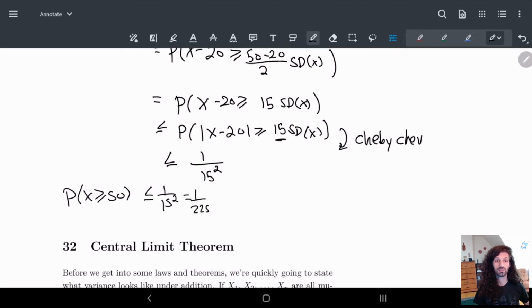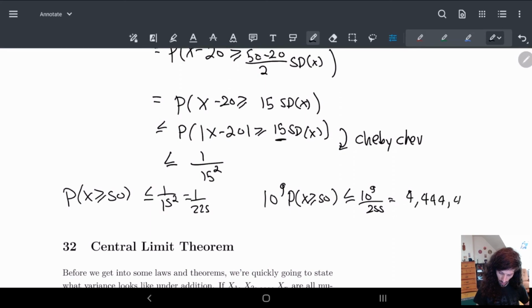So in other words, we have 1 billion transactions. So we have 10 to the 9 times P of X greater than 50 is less than or equal to 10 to the 9 over 225, or roughly 4.4 million. So at most, 4.4 million transactions can be over $50.